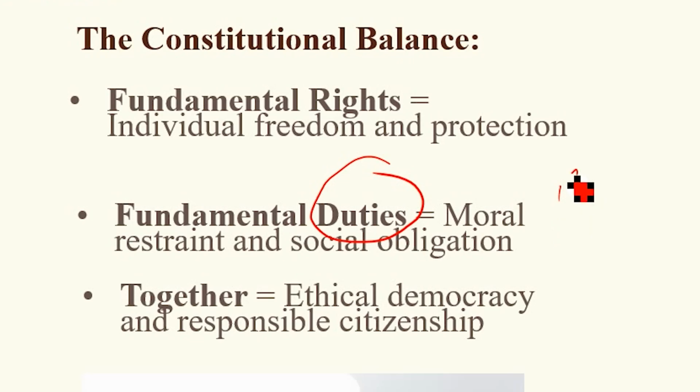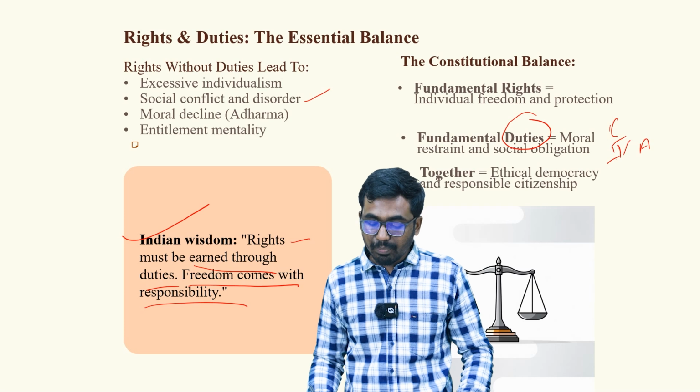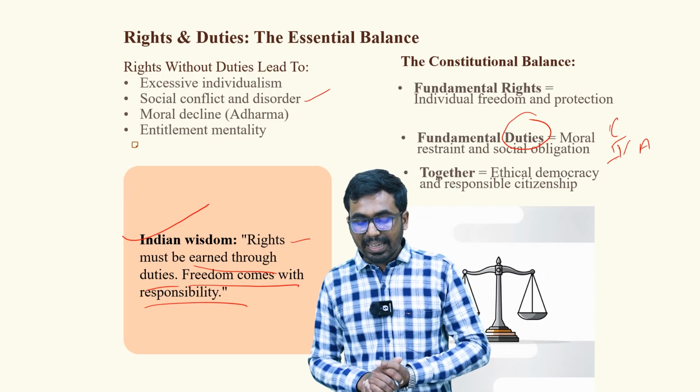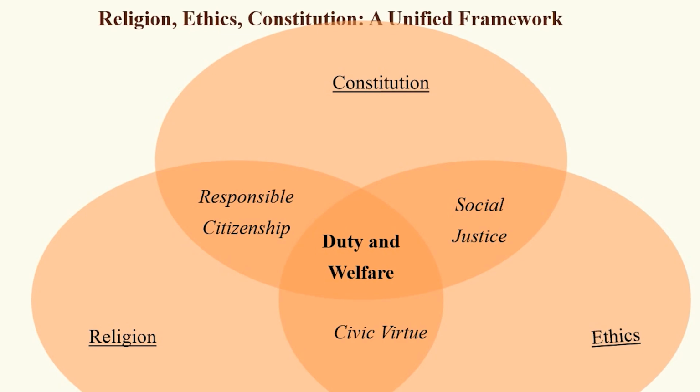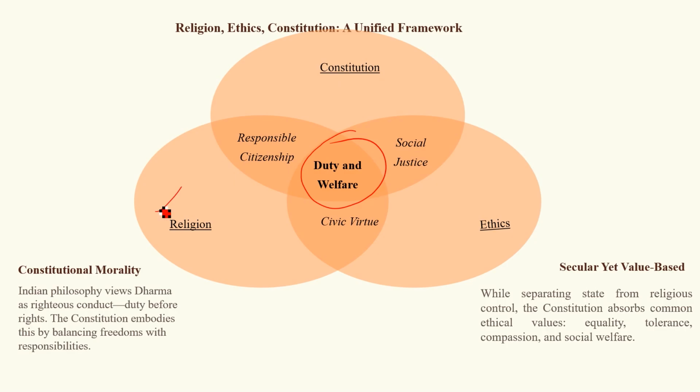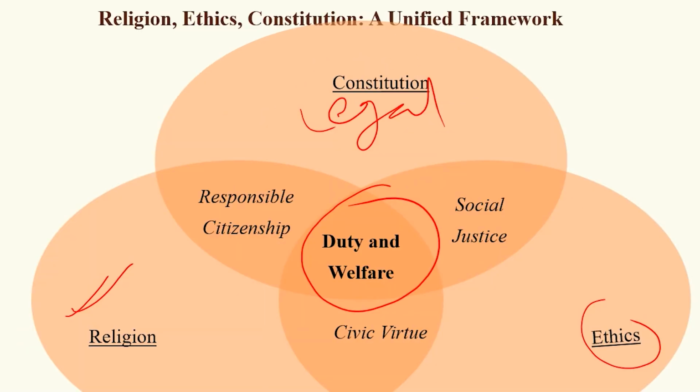We have duties of citizens as well in Part 4A of our Indian constitution. So in this way, we have rights for our development and duties for our social obligation and moral restraints. Combining them, we get ethical democracy and responsible citizenship. Now, let's understand how these two, religion and ethics, make the constitution eligible to provide duty and welfare, which leads to development and peace. Religion provides the higher virtues. Ethics provides moral virtues. Our constitution provides the legal mechanism. Combining all of them creates duty and welfare, not only for the citizens, but for the world as well.